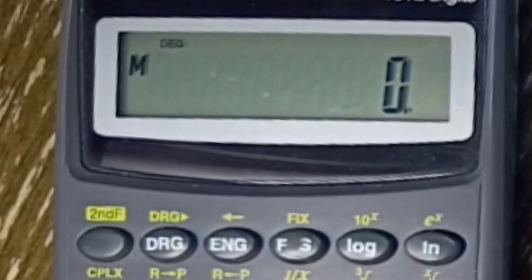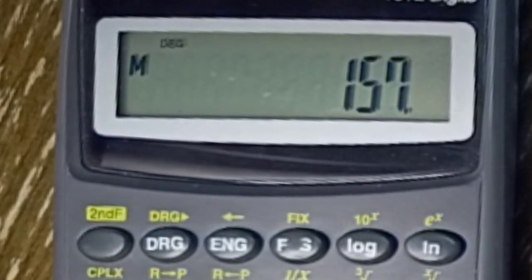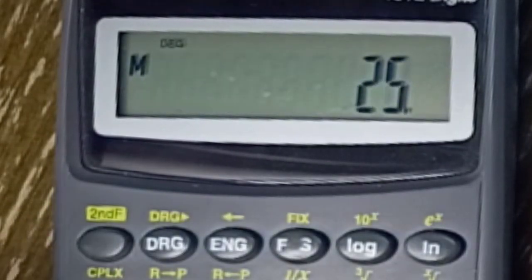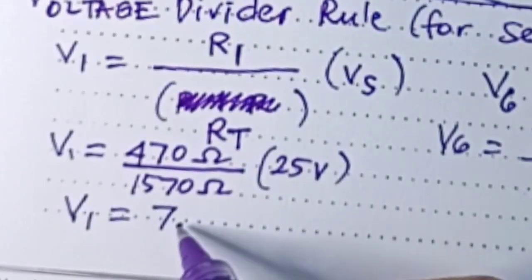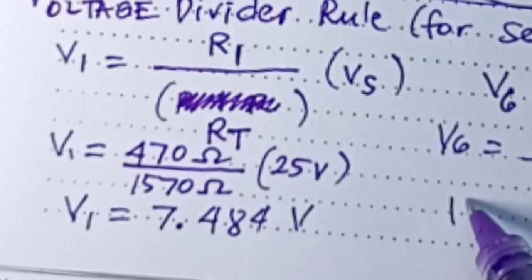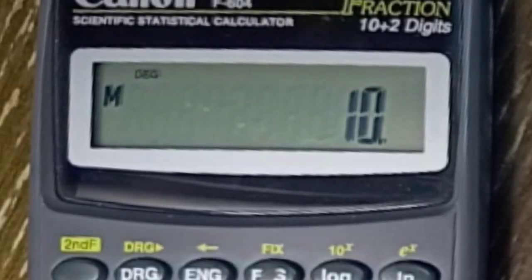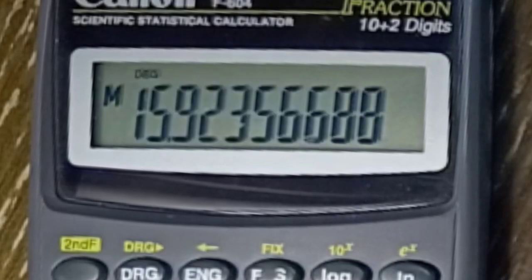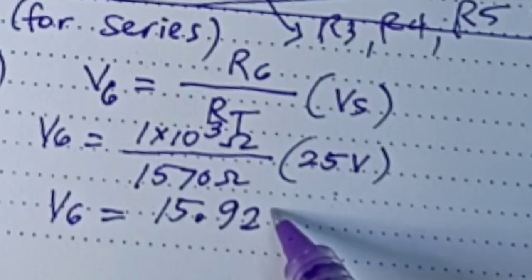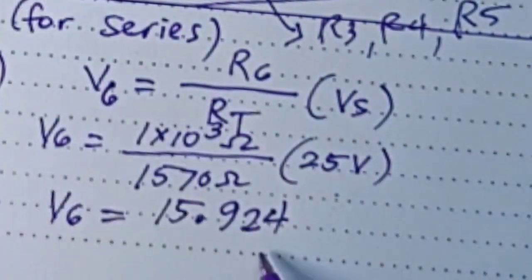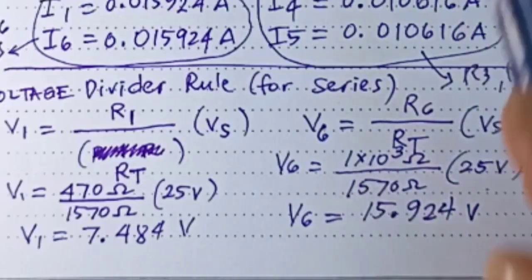Okay, and we will get the answer of 470 divided by 1570 multiply with 25 equals 7.484 volts. And then V6 will be equal to 1000 divided by 1570 multiply with 25. You'll get 15.92356, or 15.924 volts. And there you go, you got the voltage for V1 and V6.